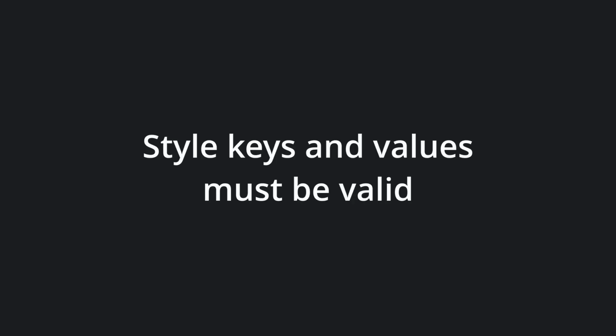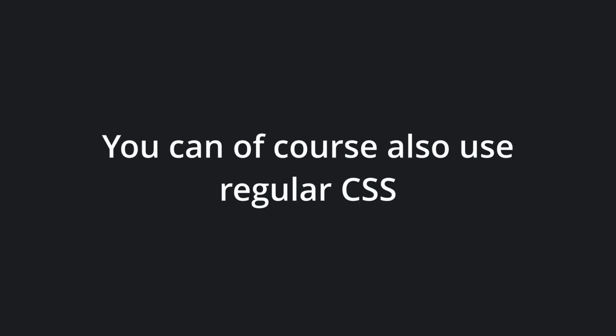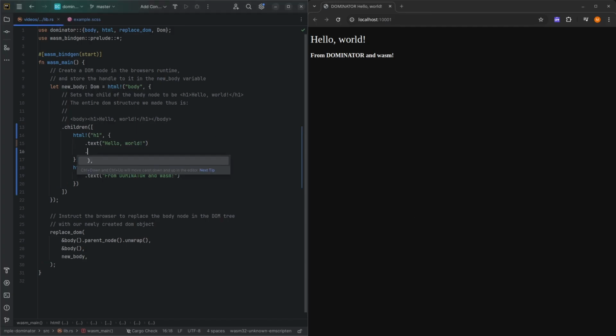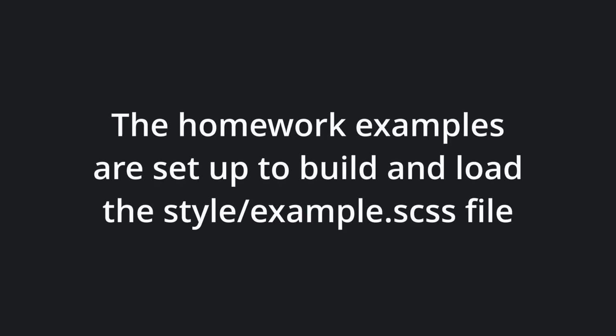Just as with HTML tag names, we must provide valid style keys and values. This way of setting style is considered idiomatic Dominator, but you are of course free to use external style sheets and class names as you are used to. To set the class name of an HTML element, simply call the .class method with the desired class name. Since our tooling supports loading SCSS files, it is also very easy to do styling using SCSS. In the exercises to follow, the project is set up to load the example SCSS file under style, so feel free to solve the exercises using SCSS rather than inline styling.